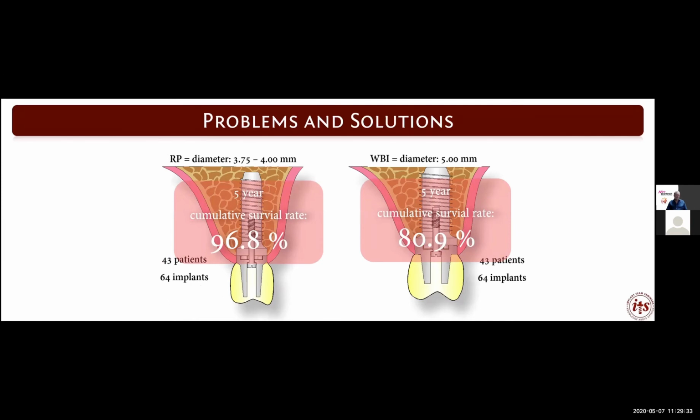In this study of a 5-year survival rate, keeping 1.5 millimeters of bone around the implant, there was a 96.8% success rate. Using a wider implant with less than 1.5 of bone around the implant, the survival rate was about 81%. This is a failure rate of almost 16%. And the reason for this is only because of not keeping enough bone circumferentially around the implant.